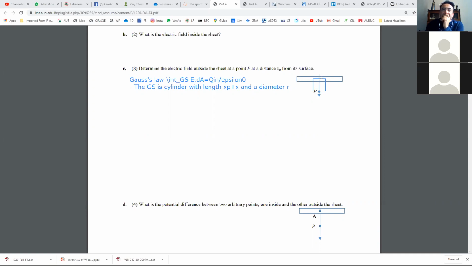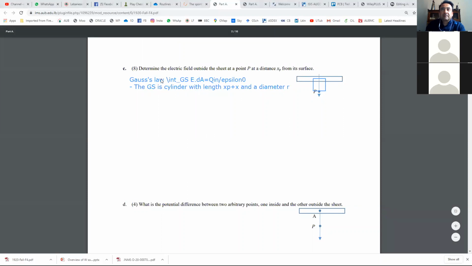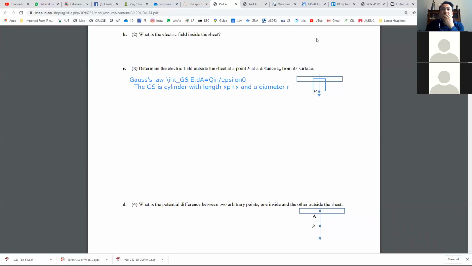Now you can tell me, okay, I put it here inside, right? So I put it here inside, and this distance is completely arbitrary. This distance from here to here is my x. So this is my Gaussian surface, and it is well defined.